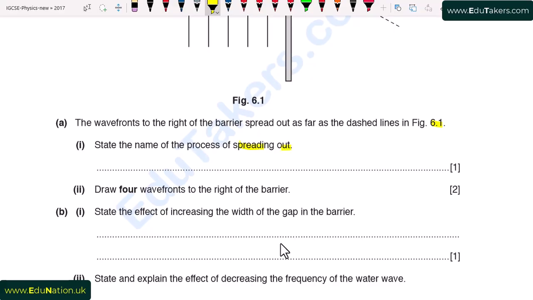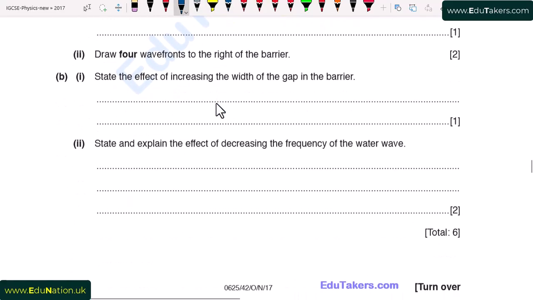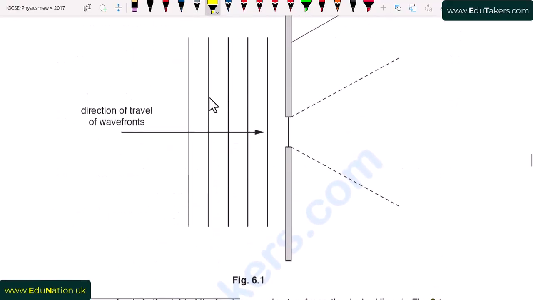So this is basically diffraction. The bending or spreading out of the wave as it passes an obstacle. So I write here, this is diffraction. Part 2. Draw 4 wavefronts to the right of the barrier. So here we have to draw the wavefronts on the right side of the barrier.